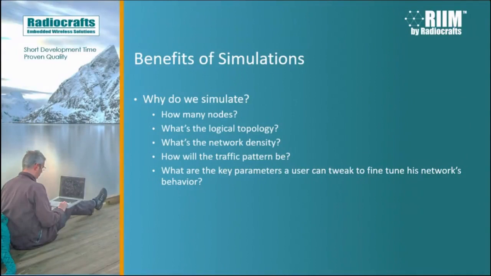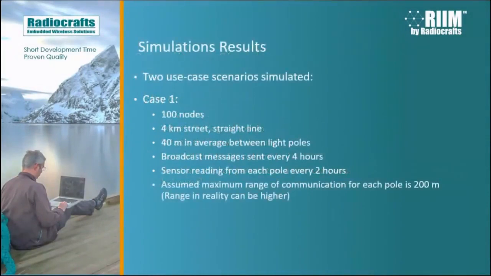And that's what we started doing here for different street lighting use cases. We wanted to start small, then we can build bigger and bigger. So we started with a very basic use case. Case number one entails having 100 nodes in a simulated 4 kilometer straight line street.